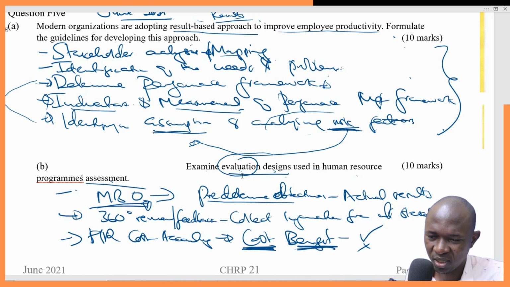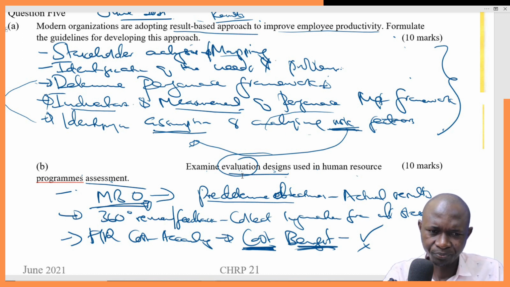So HR cost accounting, 360-degree, where we get feedback from all the stakeholders and they will tell us how they feel about us. We have management by objectives, where we compare the actual results versus the predetermined objectives, what we had anticipated to get. Those are 3.